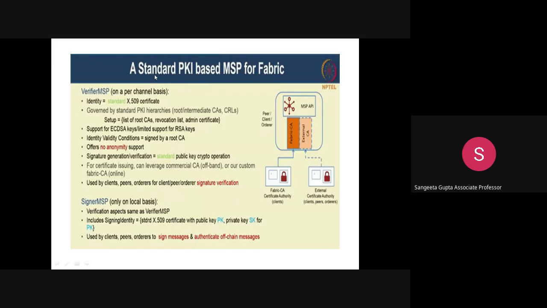So moving further, how do you actually represent the standard PKI based MSP? PKI is your public key infrastructure. So how will you design a standard PKI for membership service provider associated with this Fabric environment? This is not code, but some already available algorithms which are supported by the Fabric environment. So if the application which you wanted to develop using Fabric environment, then you should be ready to accept either of these algorithms.